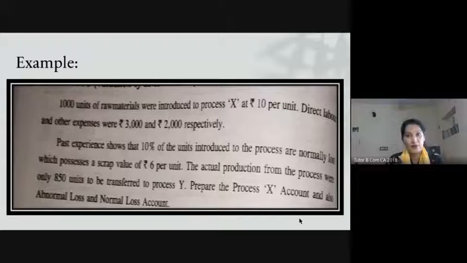So their expected normal was 900, but what they actually got was 850, which means they lost 50 units in an abnormal way, in an unexpected way, right? So the question itself indicates that there is a case of abnormal loss in this. I repeat, 1000 initially, which had 10% normal loss, which will give us 900 units, but the actual units which came out were only 850. So 900 minus 850 gives us 50 as our abnormal loss. So that is the case which we are trying to solve.